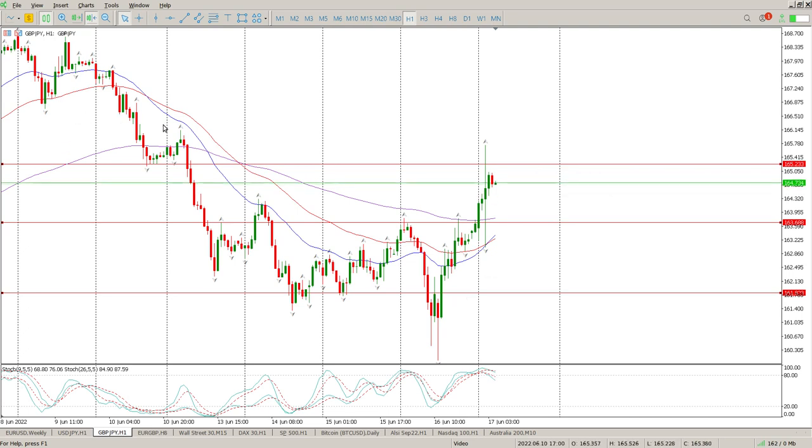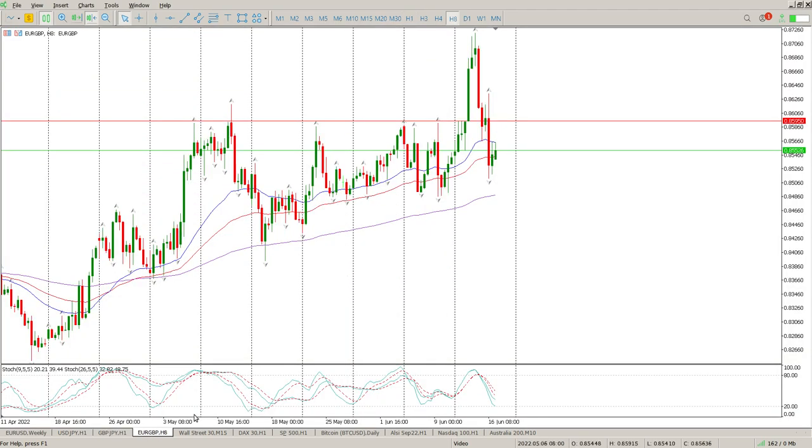But at the moment, it could be a trend reversal from this little downtrend that we've had, but it is sideways for all intents and purposes at the moment. So I think I'll sit on my hands for that one.